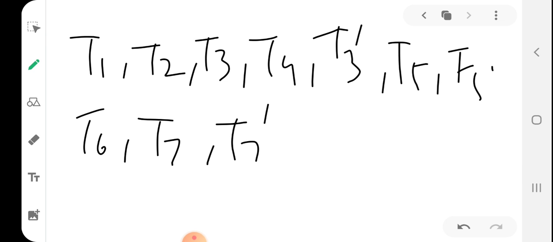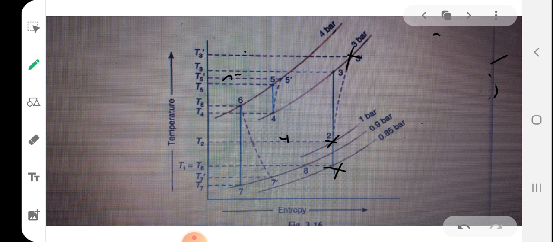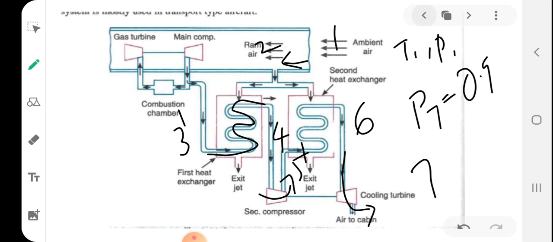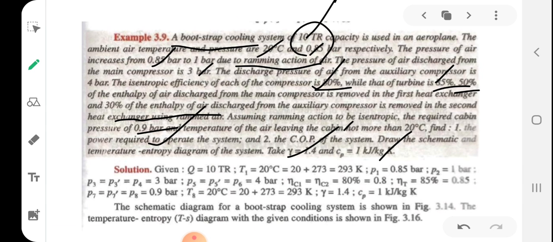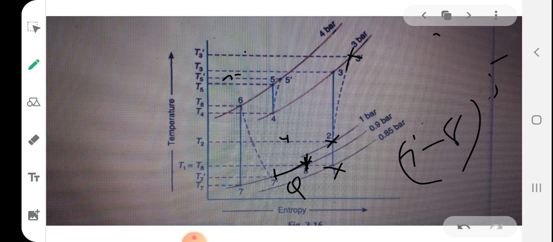So how to find out all these values? Here T7 to T8 is nothing but the refrigeration effect. The refrigeration effect Q takes place from 7 dash to 8 in the cabin. In the cabin, refrigeration takes place. So after refrigeration, the air will reach a state called 8. Okay, this you have to remember. The refrigeration effect is given as 10 TR. So 10 TR will be happening here.